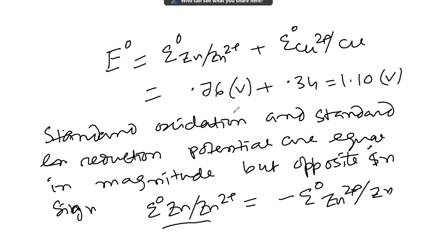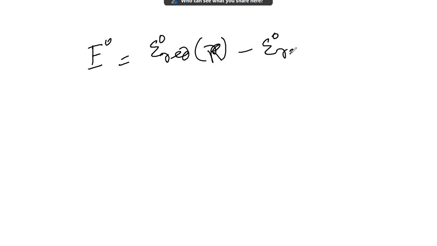Generally, we follow the convention: E naught, the standard EMF of the cell, equals E naught reduction right minus E naught reduction left. Because without writing oxidation at left and reduction at right, we follow the convention of reduction at right and reduction at left.